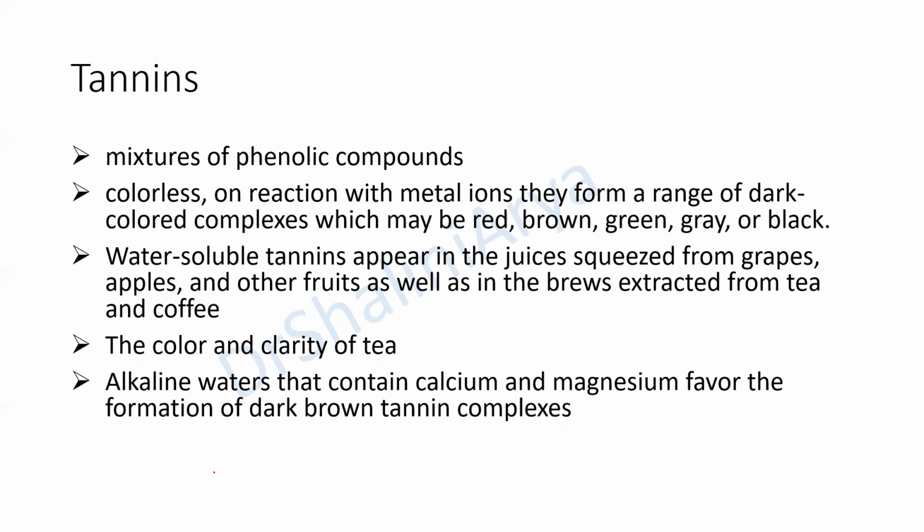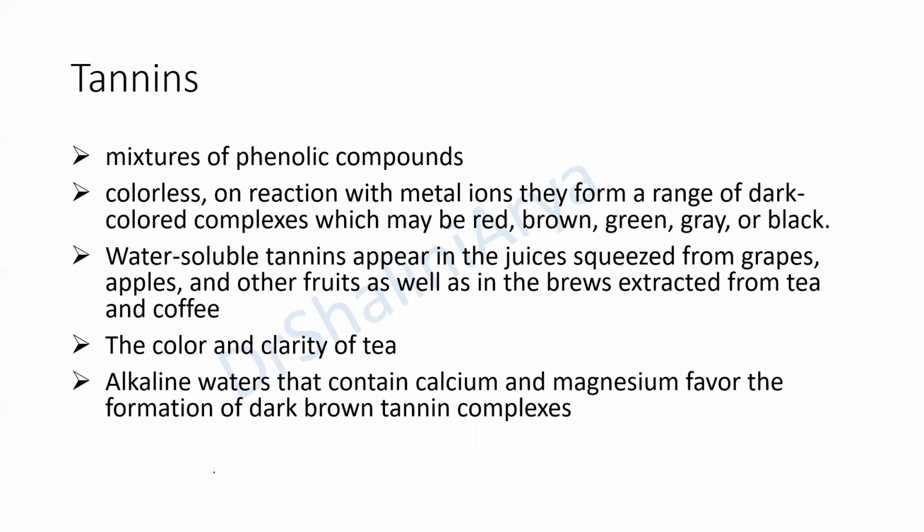There are also other examples, like brews extracted from tea and coffee. The color and clarity of tea are especially influenced by the hardness as well as the pH of the brewing water. Alkaline water that contains calcium and magnesium favors the formation of dark brown tannin complexes, and these tannin complexes get precipitated when the tea is cooled. Have you ever observed that?